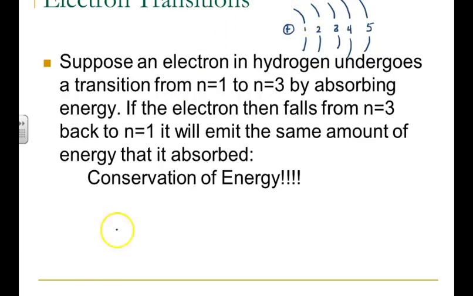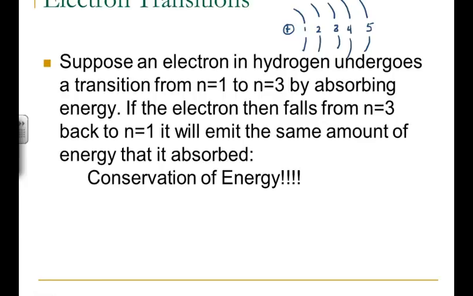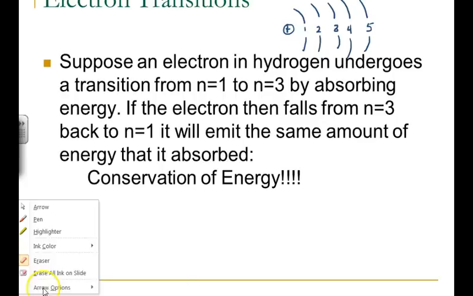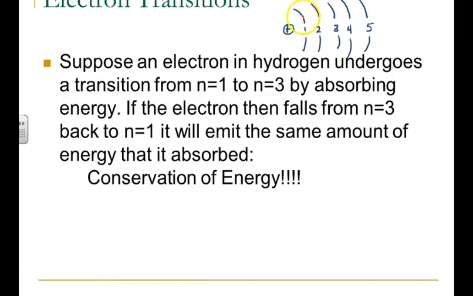So if we have an electron that goes through a transition from energy level 1, that electron jumps out to energy level 3 and now exists here. To do that, it had to increase its energy because the lower the energy level number, the lower the energy of the electron. So the closer the electron gets to the nucleus, the less energy it has.